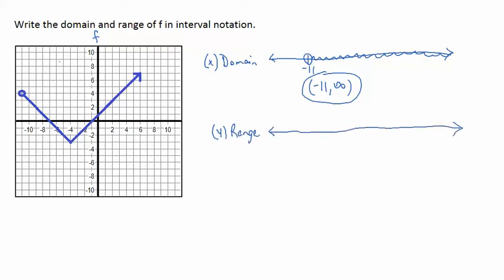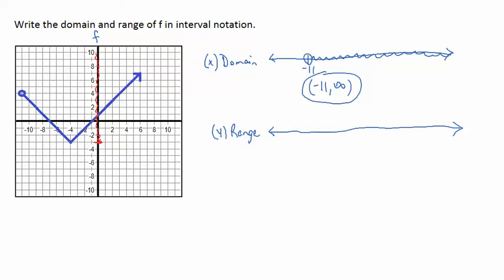The range is all the y values. So you scan your y-axis and you find y values that are represented on the graph. And you can see that you don't have any y values below -3, but you do have all of the y values above -3, and including -3 because of this point right here. So we know that -3 and above is in my range.